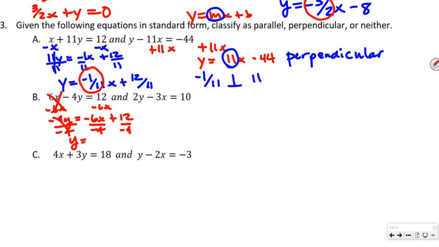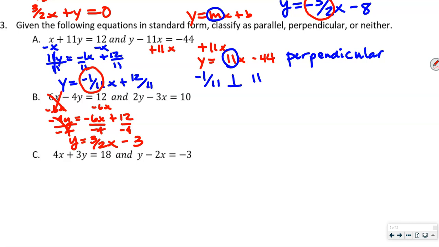Now, the 4's are gone from over there. We got y is equal to, here again, we got a negative over a negative. Remember, that's a positive. And both 6 and 4 are divisible by what number? 2. So this is going to end up being 3/2 x. And when we divide a positive by a negative, we get a negative, and 4 goes into 12 3 times.